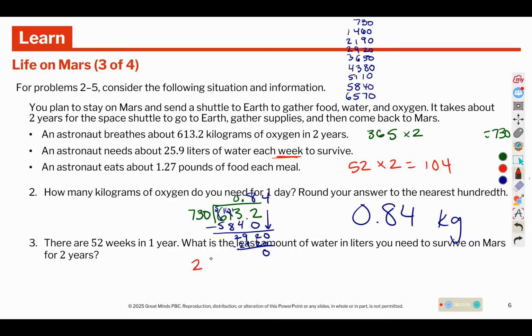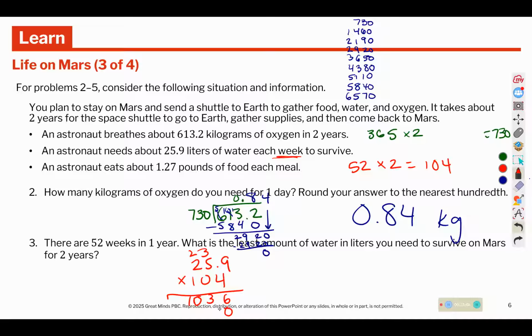And we need 25.9 each week for 104 weeks. That's going to be a multiplication problem. We don't know the total water. 4 times 9 is 36. 4 times 5 is 20, plus 3 more is 23. 4 times 2 is 8, plus 2 more makes 10. This is going to be a whole row of zeros.